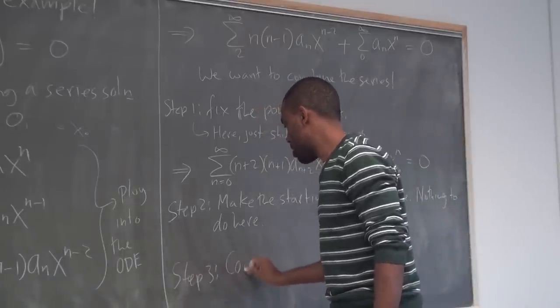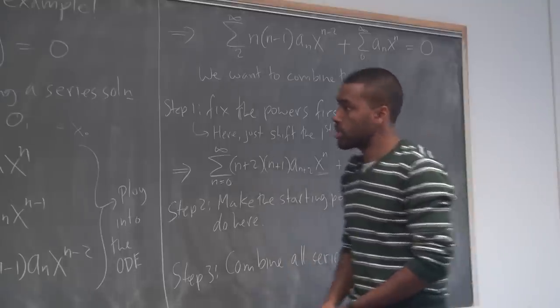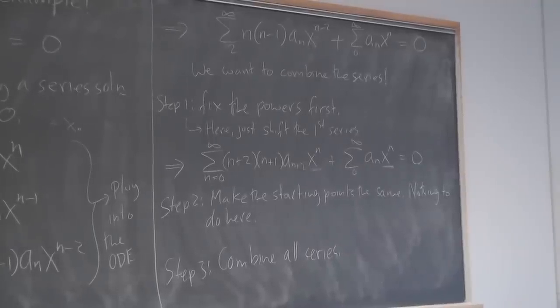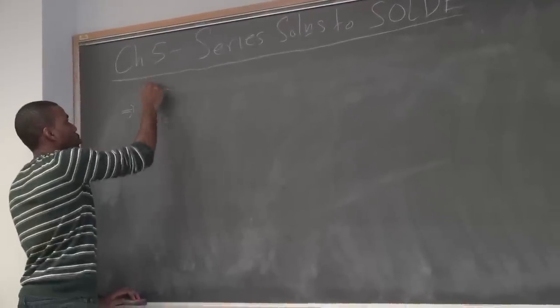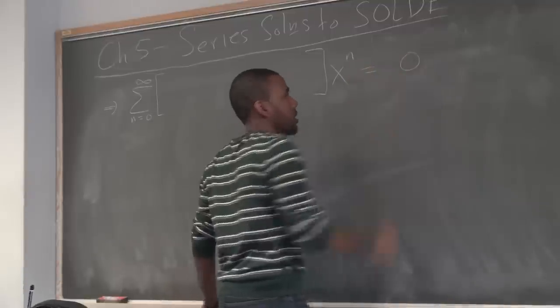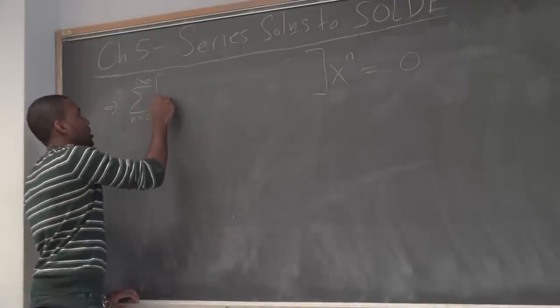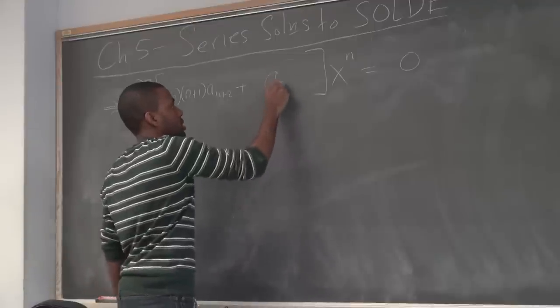Step three is to combine all the series. I can put them all under one big series. It has the similar term x to the n at the end of it. And what I would obtain is (n plus 2)(n plus 1) a_(n plus 2), plus just a_n.